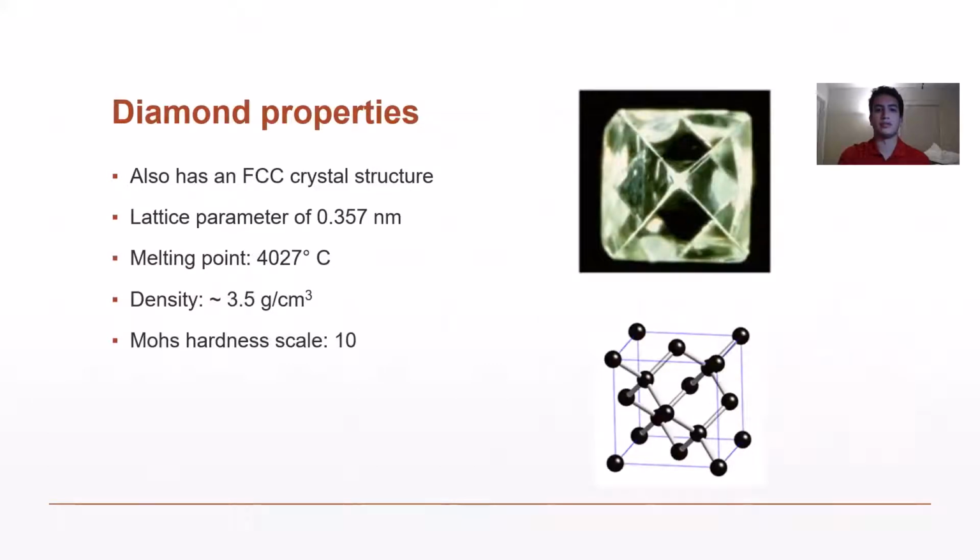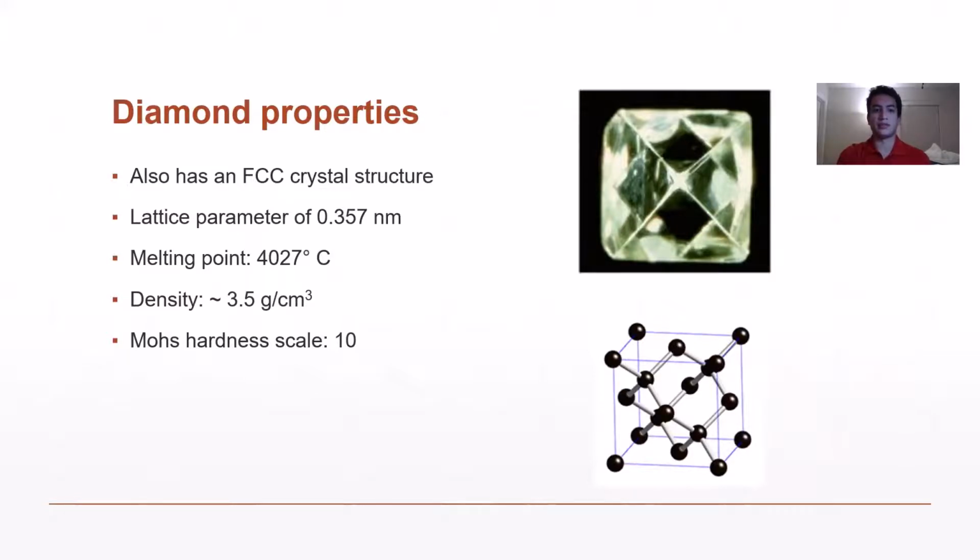Properties for diamonds include an FCC structure, the same as cubic zirconia, and a lattice parameter of 0.357 nanometers. And the top right photo is a single diamond crystal. So one of those sides measures 0.357 nanometers.